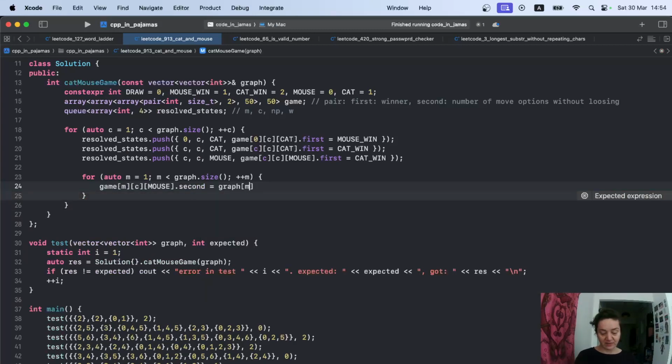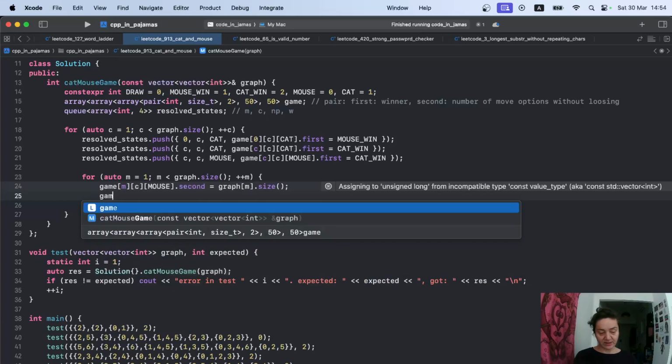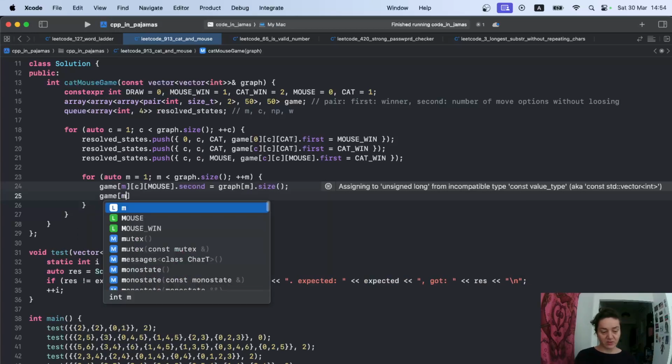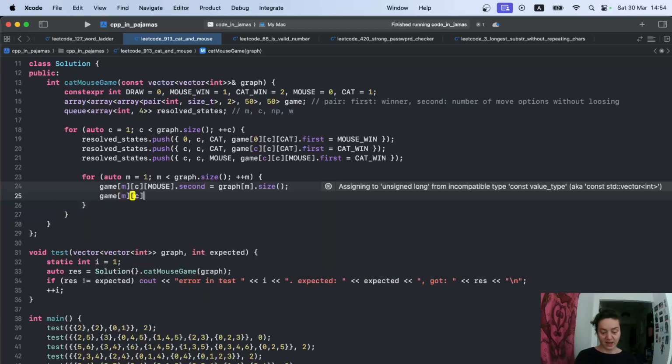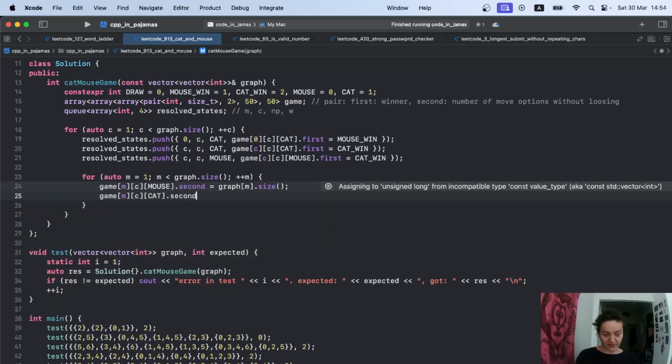Graph at index M. Cat move options. Size. Cat move options. Where is the mouse? Where is the cat? Cat move options. Move options are the number of adjacencies to array is minus 1 if one of them is the hole.